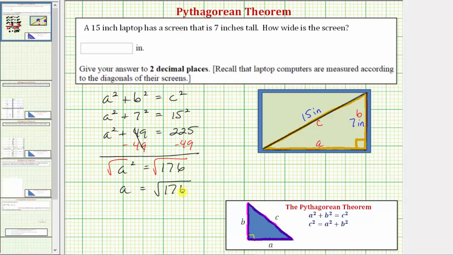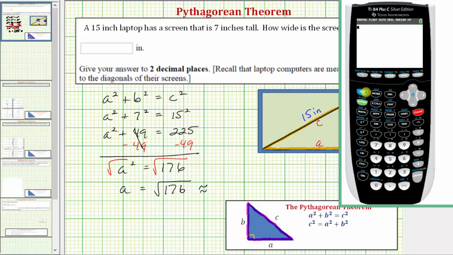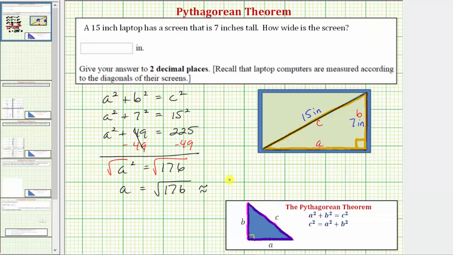Let's first get our decimal approximation, which is what the question asks for, and then we'll give the exact length as a simplified square root. So going to the calculator, second x squared brings up the square root, 176, enter. To 2 decimal places, a is approximately 13.27 inches. So this is what this question asks for.